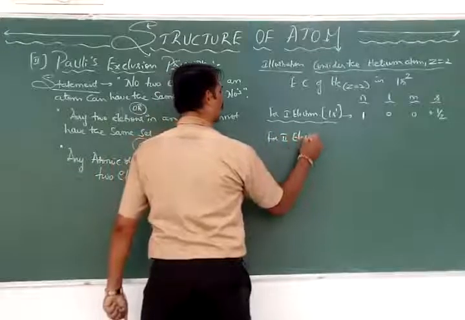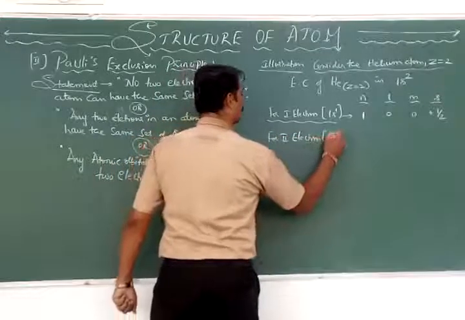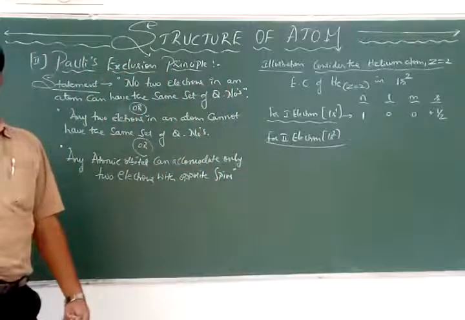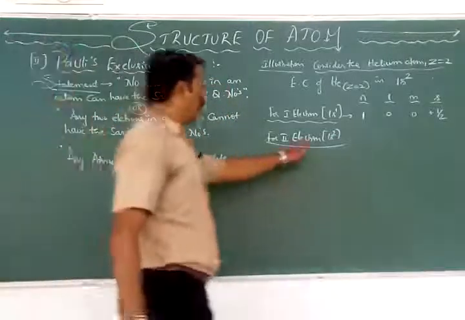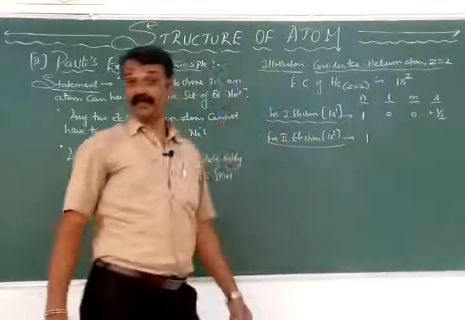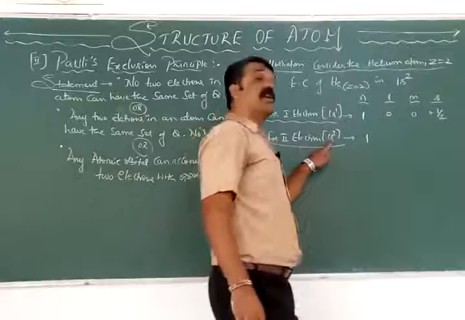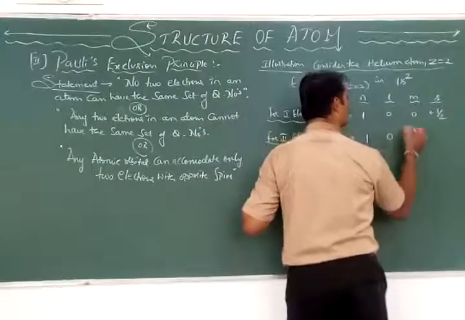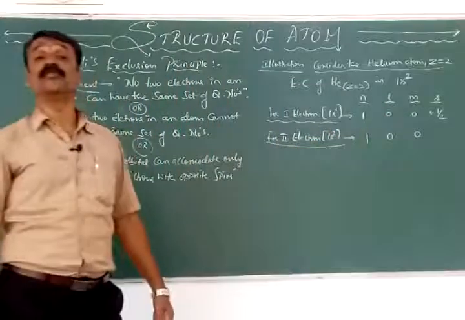For the second electron, let us take the chance. The second electron is actually 1s2. Again, 1s2 means the principal quantum number is 1. Again, s subshell means L is equal to 0. If L is equal to 0, then M is always equal to 0.